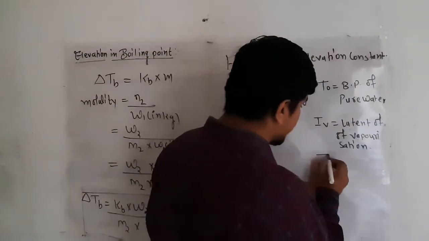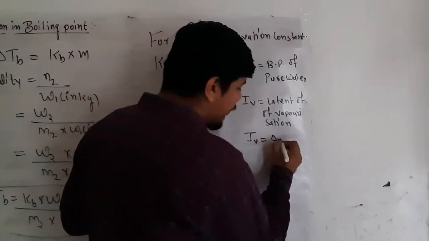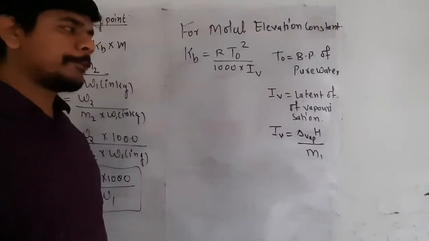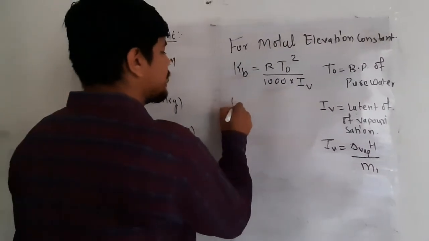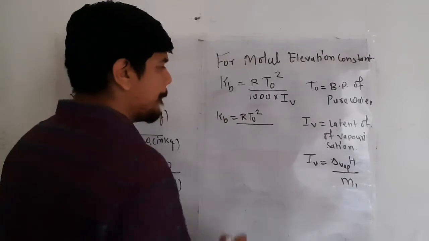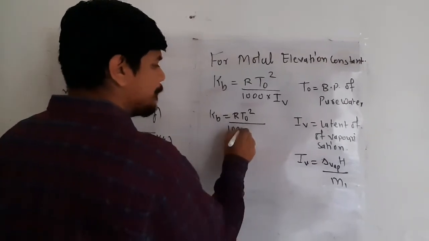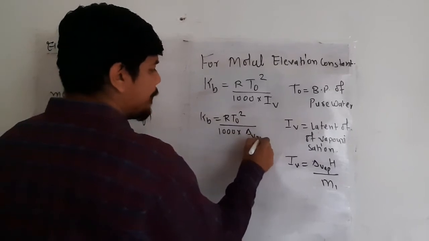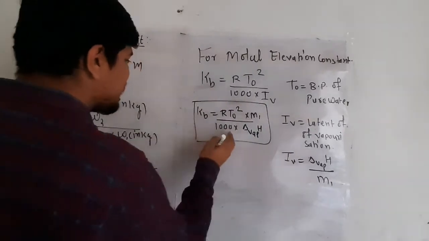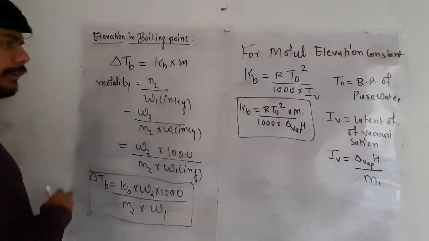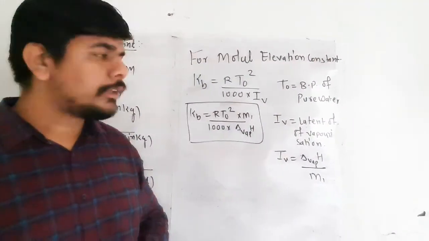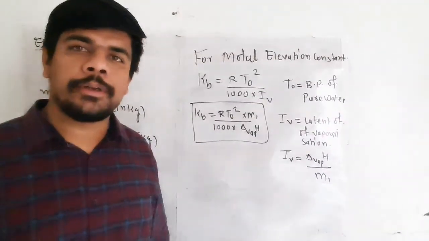Instead of latent heat of vaporization, you can write Lv is equal to delta enthalpy of vaporization upon molecular mass of solvent M1. So your formula will be: Kb is equal to R T0 square upon 1000 into enthalpy of vaporization into M1. You can place the values here and calculate if the enthalpy of vaporization is given. So hope all of you understood this much. We understood the elevation in boiling point.